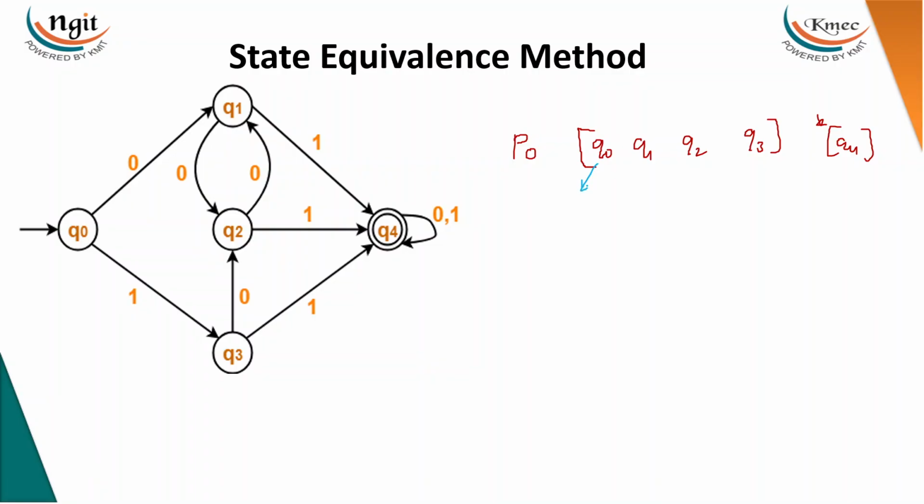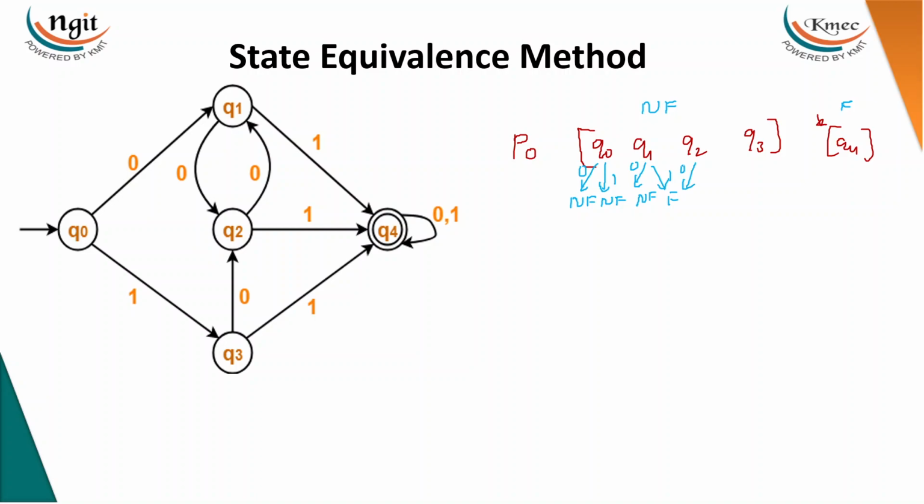See Q0 on 0, where are we going? Q1. Don't tell in terms of the state names, tell me in terms of the partition names: non-final partition, final partition. So Q0 on 0 goes to Q1, which is in the non-final partition. Q0 on 1 goes to Q3, in the non-final partition. The same way you write it. Q1 on 0 goes to Q2 in the non-final partition. Q1 on 1 goes to final Q4. See, Q0 and Q1 have different behavior, so you separate them in the next step.